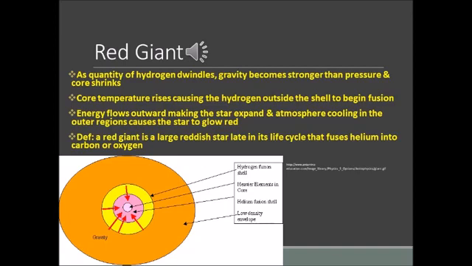So the definition of a red giant is just this large reddish star that is late in its life cycle and fuses helium into carbon or oxygen. So again, red giant is the first stage of death of a low mass star.